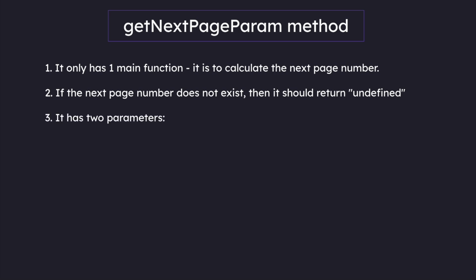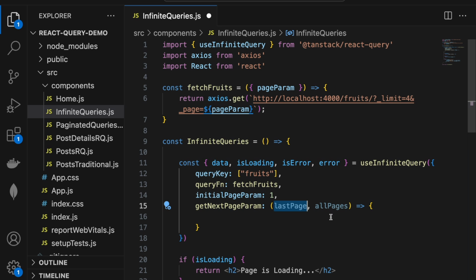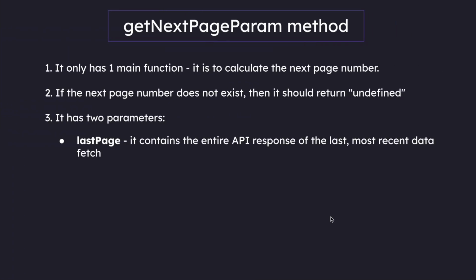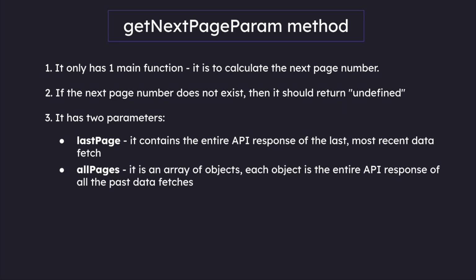It has 2 parameters. So as we saw right here, it has 2 parameters, and the first one is the last page. It contains the entire API response of the last most recent data fetch. So you can imagine the data to be an object which has the data property, the status text, headers, configuration, everything. Now, the second parameter is all pages. This is an array of objects. Each object is the entire API response of all the past data fetches.